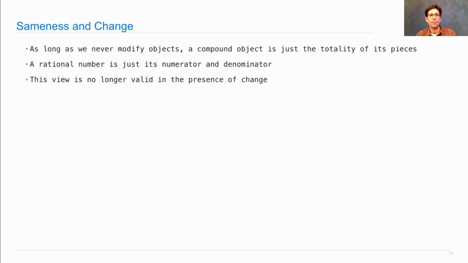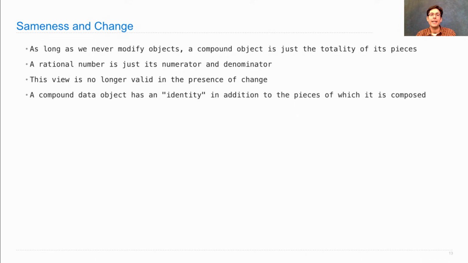But this view, that the whole is nothing but the sum of its parts, is no longer valid in the presence of change. A compound data object, such as a list, has an identity in addition to the pieces of which it is composed, of its elements. So a list might still be the same list even if we change its contents.